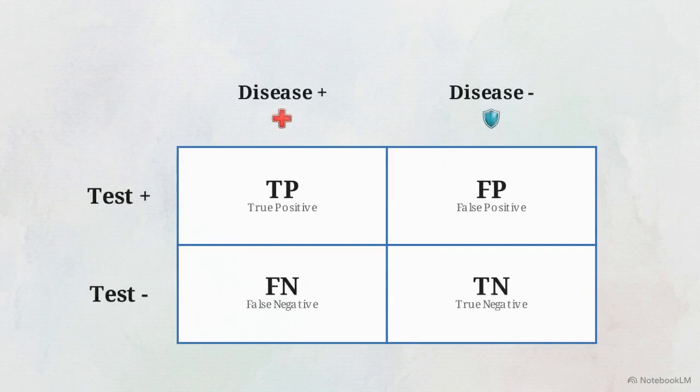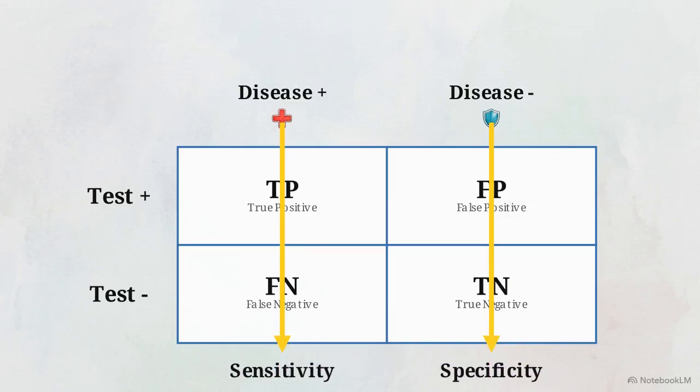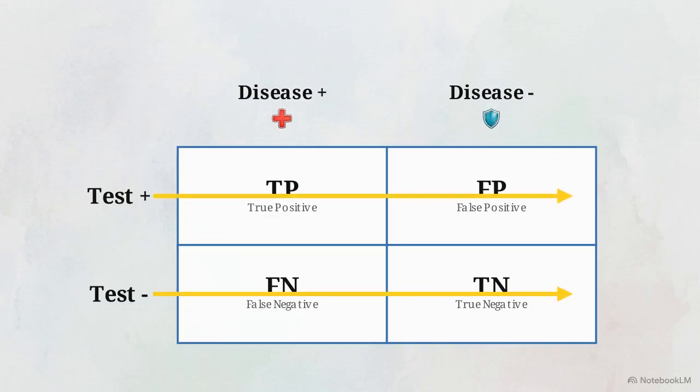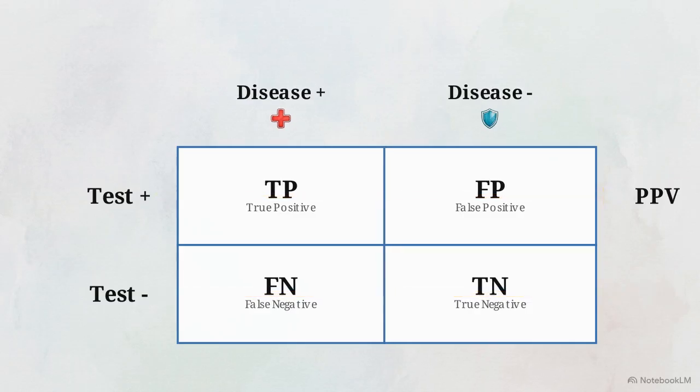The 2x2 table organizes disease status in columns and test results in rows. Sensitivity and specificity are calculated vertically down the disease columns. Predictive values, representing clinical reality, are found horizontally across the test rows. Predictive values shift based on a population's prevalence.